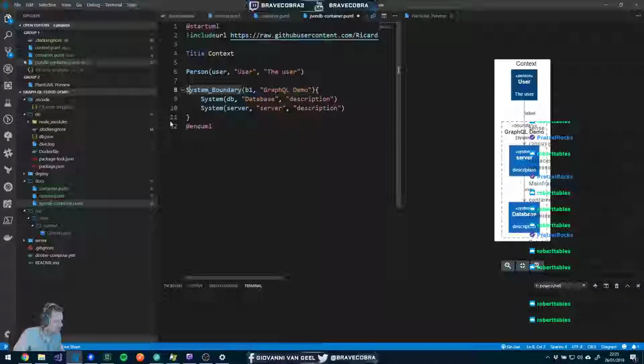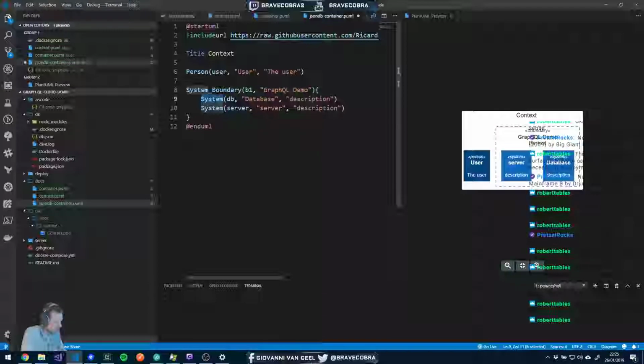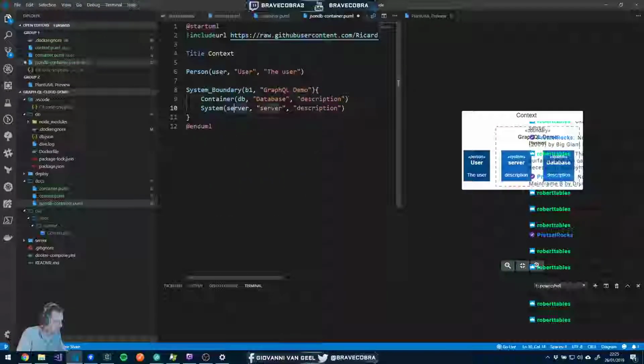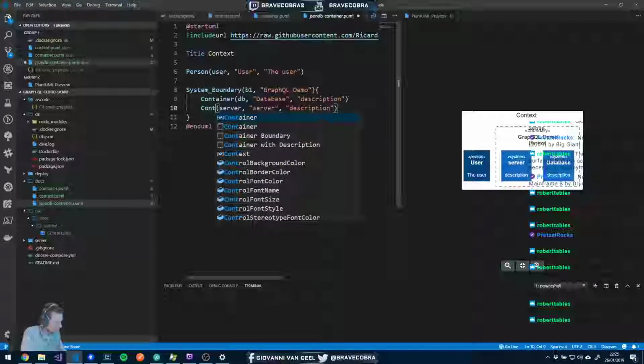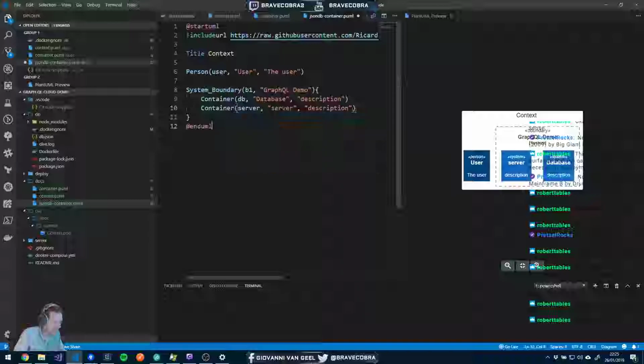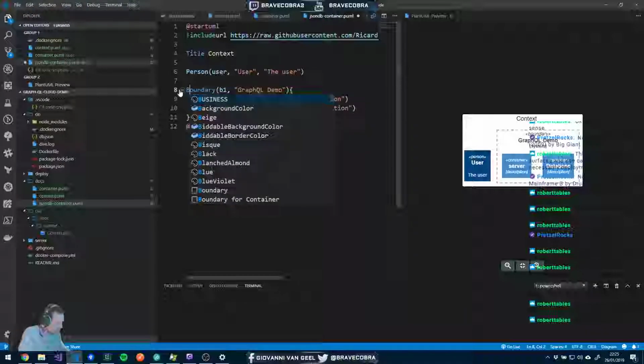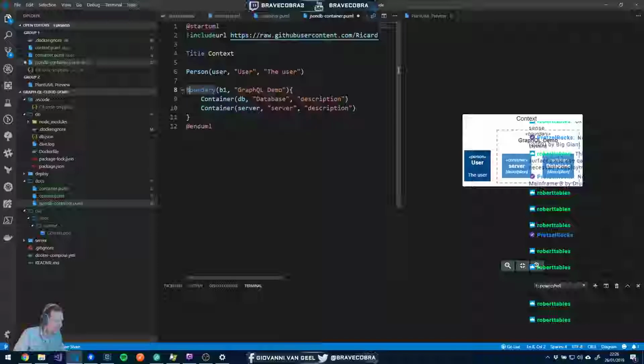Now I don't want to be describing a system here, I want to be describing a container. So this is going to be a container. This is going to be a container boundary, I think it was. No, just a boundary. Alright.